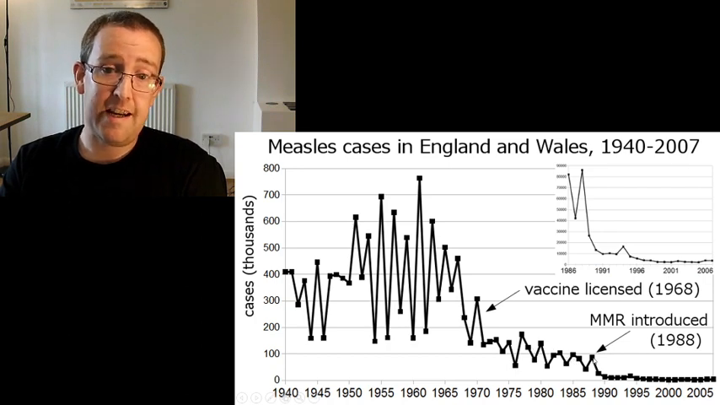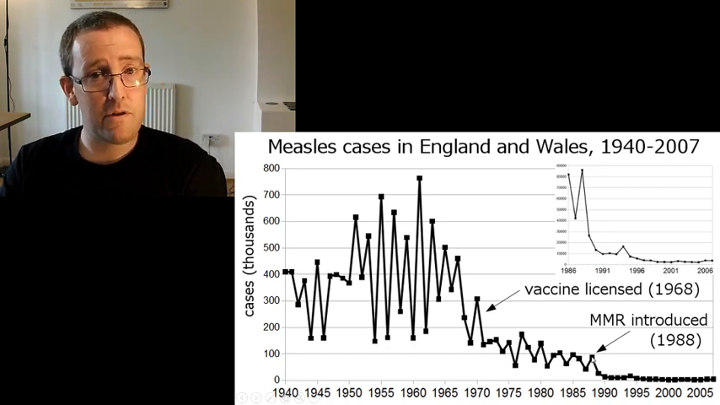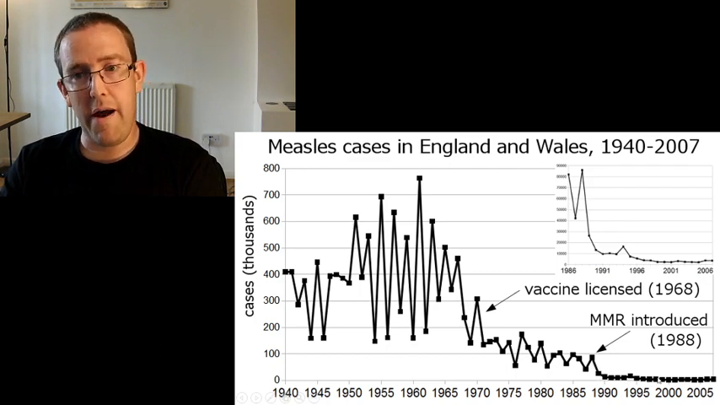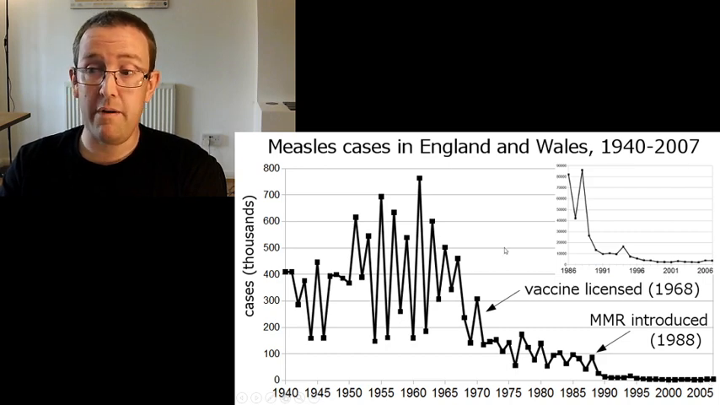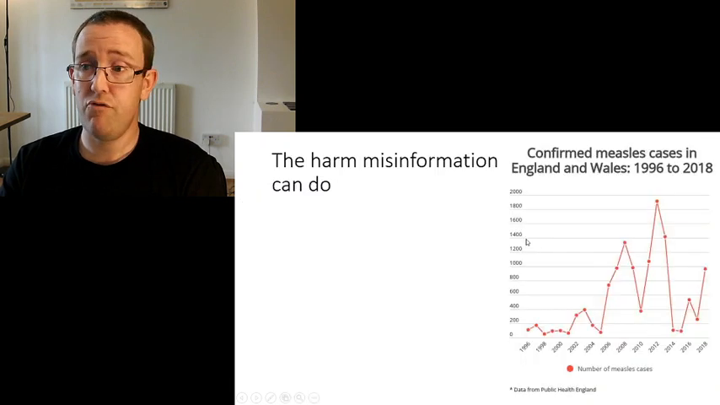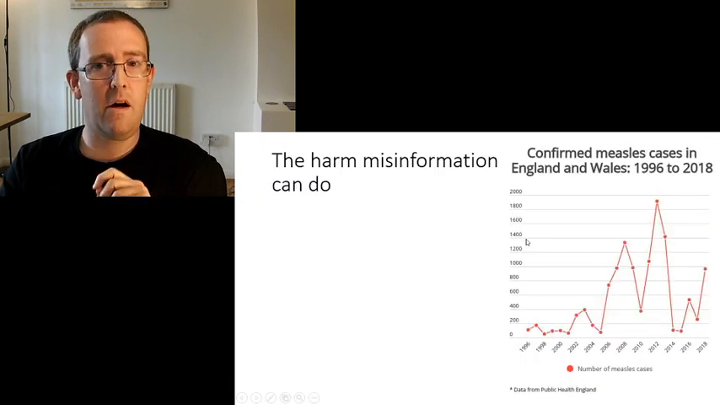Now, in 1988, the MMR vaccine was introduced, and of course, you can see we've had a further decrease down to a very, very low level throughout the 2000s, which obviously is great. Very effective mechanism, very effective control. Now, this is the harm that misinformation can do.